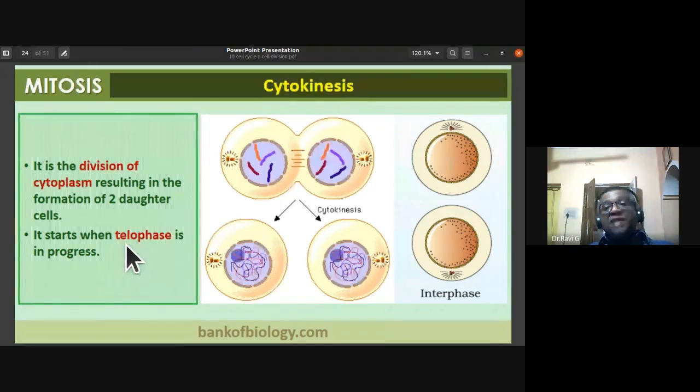Cytokinesis starts when telophase is in progress. You can see a furrow-like structure forming within the cell. So cytokinesis starts from the telophase stage itself.